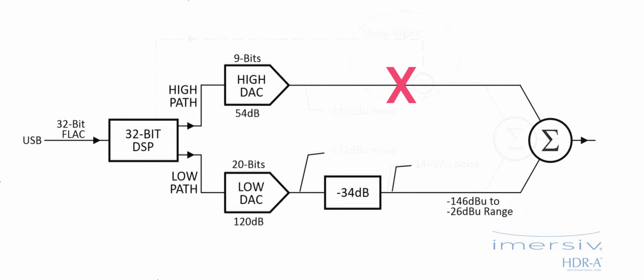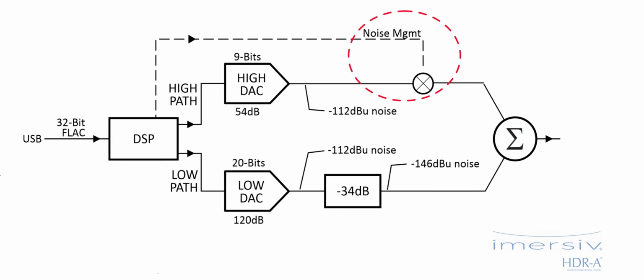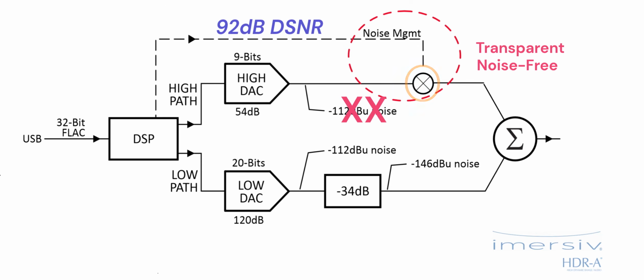Well, we add a gate to the high path output. This gate is controlled by the DSP, and of course, it's absolutely sonically transparent and noise-free under all operating conditions. So now, when the high path is not required, its noise is completely removed from the output. And when the high path is enabled, its signal level starts at a very high level. So at that point, the high path noise becomes irrelevant.